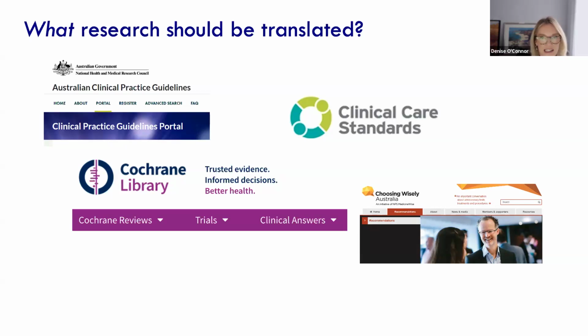We can refer to systematic reviews of the effects of clinical tests and treatments, for example, in Cochrane Reviews, but there are many other journals that are, of course, publishing systematic reviews of clinical interventions. And then we also have Choosing Wisely Australia recommendations about low-value care that clinicians and consumers should question.